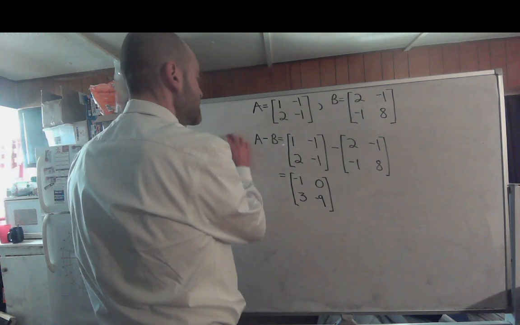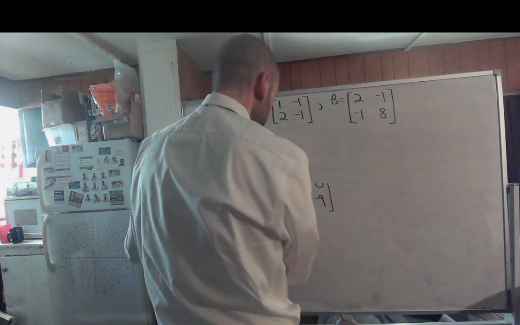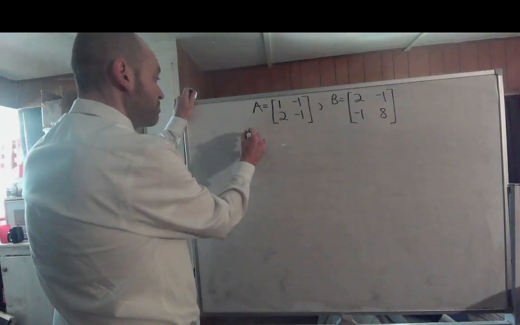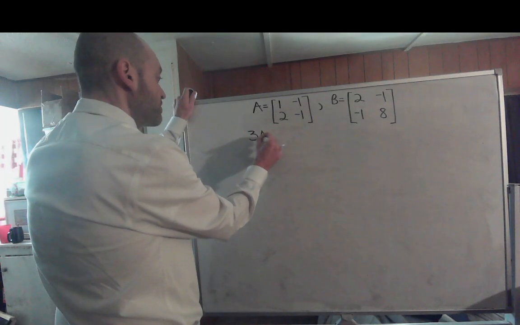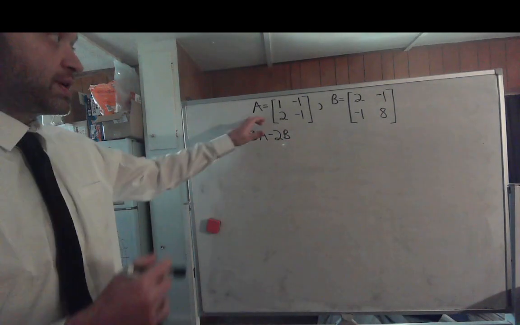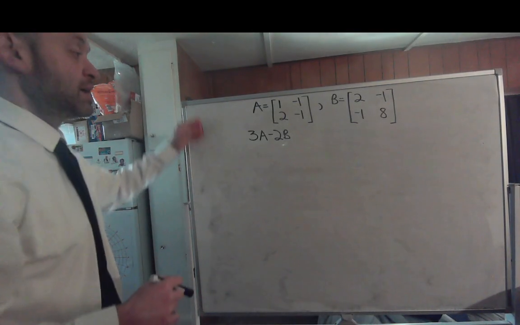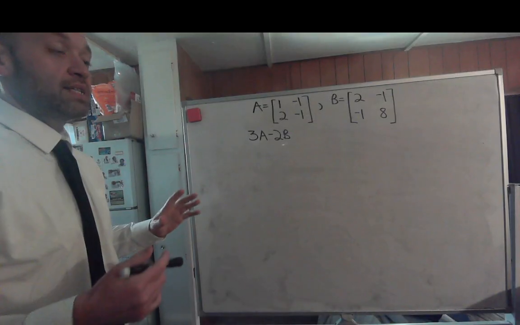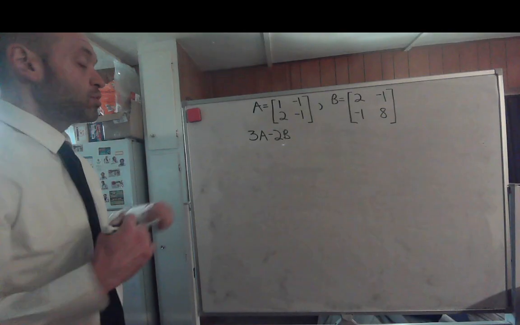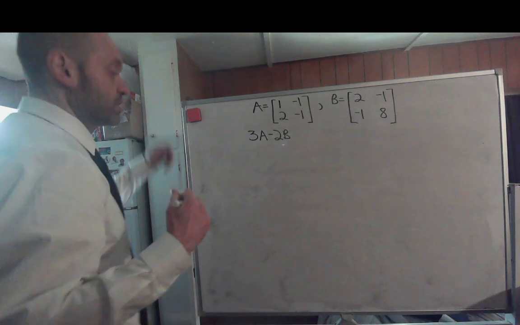All right. Now, let's throw you a curveball. What if I wanted to do 3A minus 2B? They're asking you for 3 times matrix A minus 2 times matrix B. How are we going to approach that? So, I'm going to definitely suggest we do the scalar multiplication for each matrix separately first.